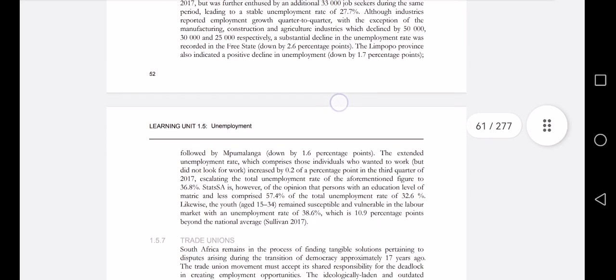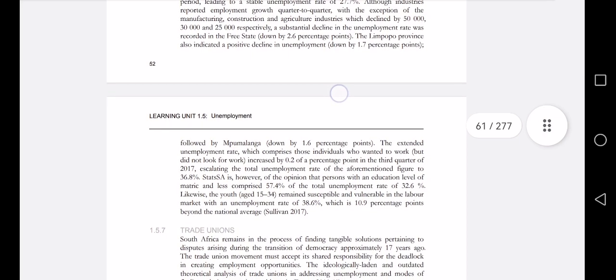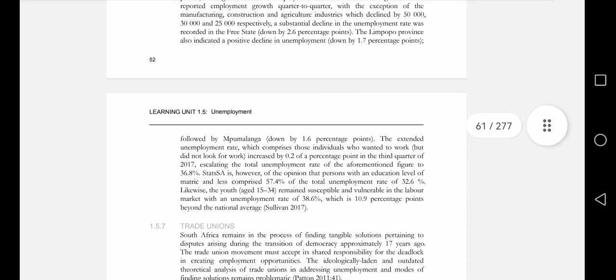A substantial decline of the unemployment rate was recorded in the Free State, down by 2.6 percentage points. The Limpopo province also indicated a positive decline in unemployment, down by 1.6 percentage points, followed by Mpumalanga, down by 1.6 percentage points.